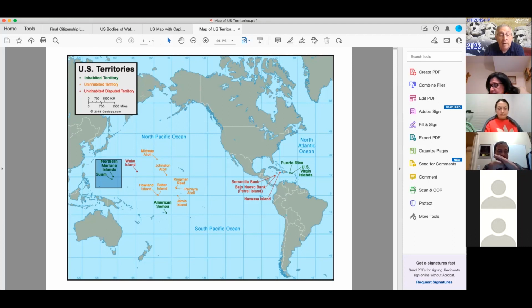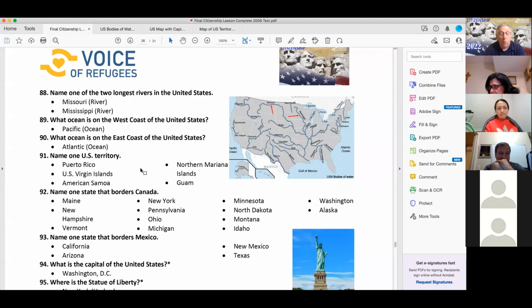Okay, so let me go back to the question. It says name one U.S. territory. And they won't put a list in front of you. You just need to remember Puerto Rico. For people on the East Coast, that's the easiest one to remember because there are a lot of Puerto Ricans on the East Coast. For many of you, Guam may be the easiest one to remember, but you just have to remember one of them. U.S. Virgin Islands, American Samoa, and the Northern Mariana Islands. Those are the choices.